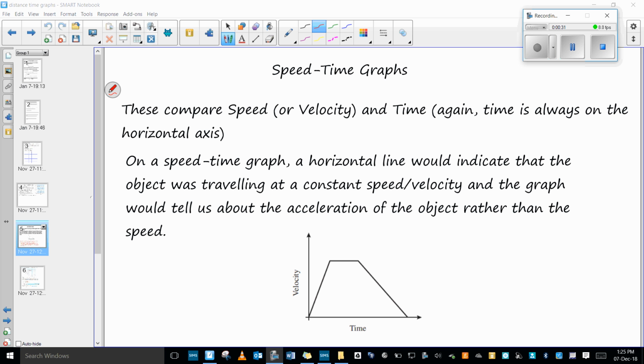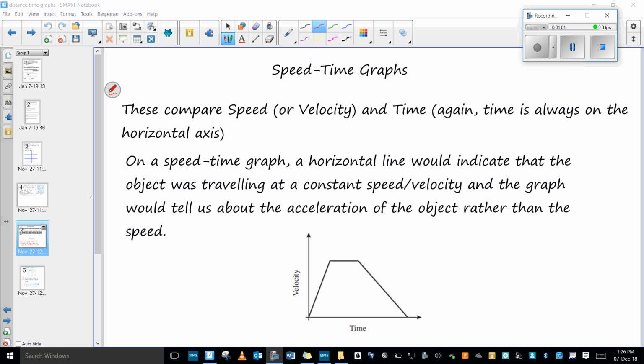So you have to be careful because these graphs here look very similar, but their vertical axis here is labelled velocity or speed. Okay? So you've got to be careful when you're looking at these kinds of graphs for which information you have been given. So these compare speed or velocity and time. So time will always be on horizontal. On a speed time graph, a horizontal line would indicate that the object was travelling at a constant speed.